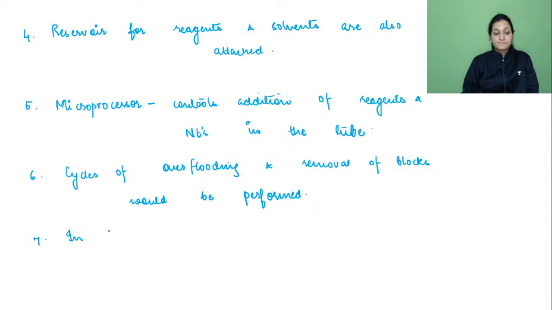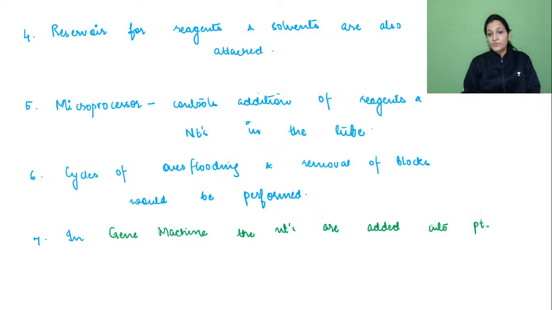In the gene machine, the nucleotides are added into the polynucleotide chain at a rate of 2 nucleotides per hour.